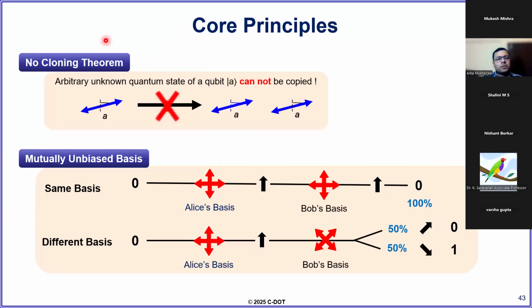Now, the other principle that we use in QKD and quantum communications is called the no-cloning theorem. This theorem states that if we have an unknown quantum state, we cannot make an exact copy of it.